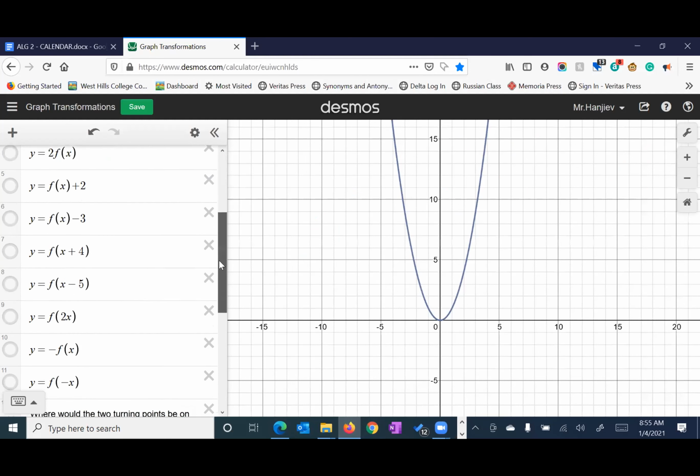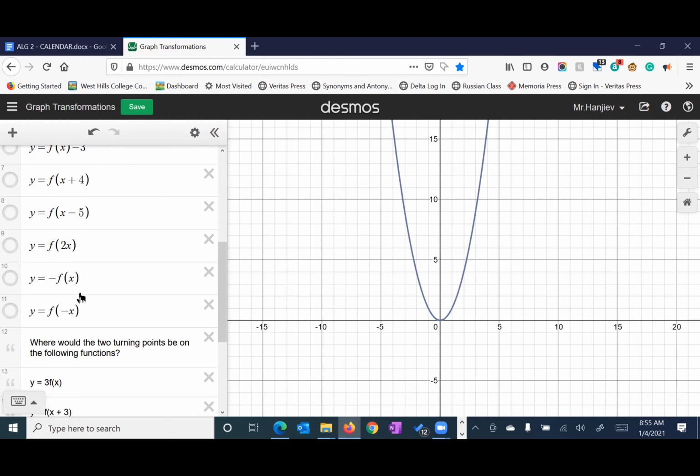And so which one reflects that? Oh, these two right here. So number 10, boom, Charlie, all yours. Negative outside the function itself. Reflection on the x-axis. X-axis, boom, should look just like that.